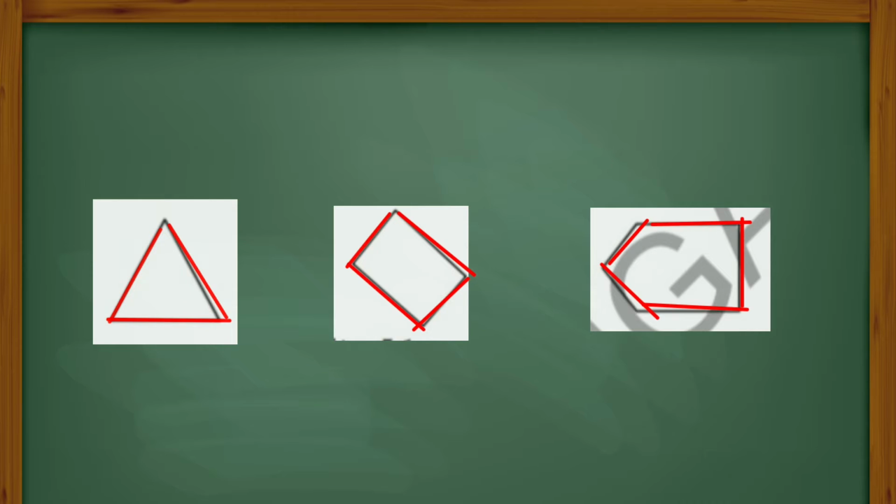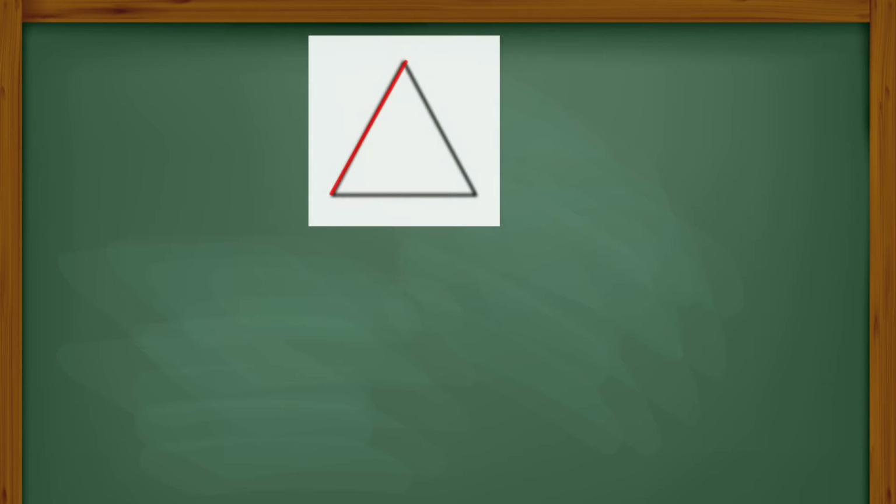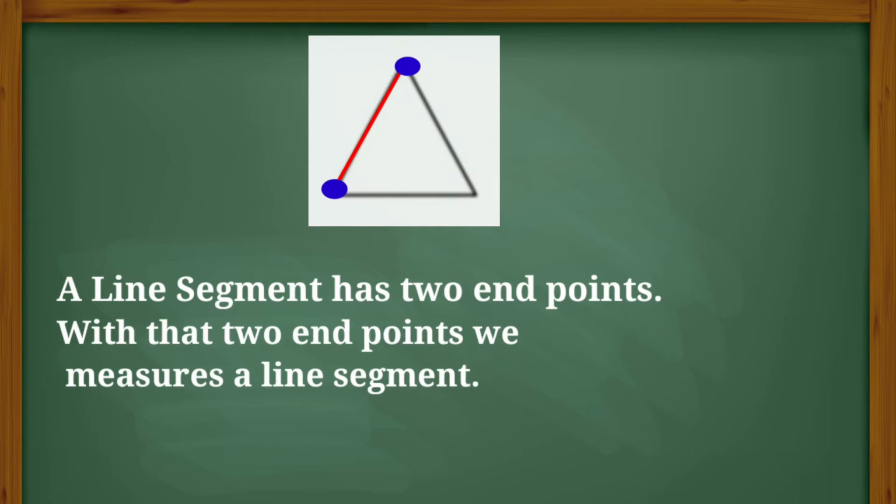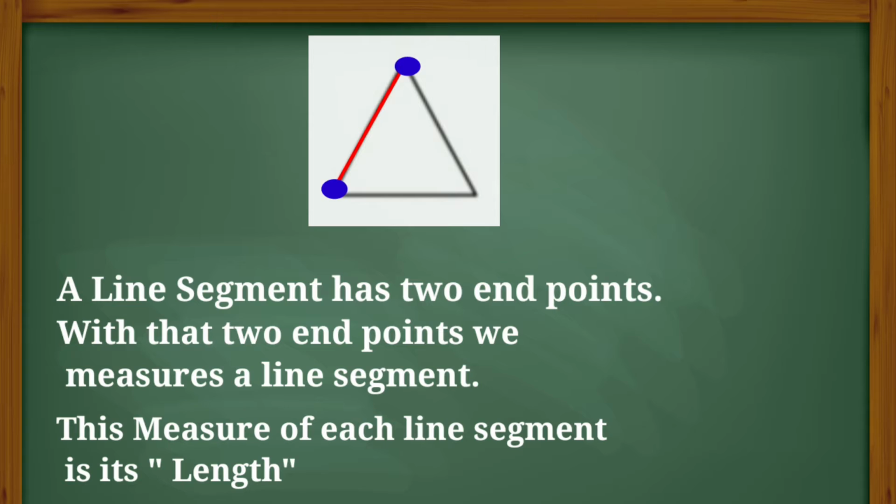If you observe the triangle, a line segment has 2 endpoints. With the help of these endpoints, we can measure that line segment. The measure of each line segment is called its length. We use the length to compare line segments. Two or more line segments we can compare with the help of this length.